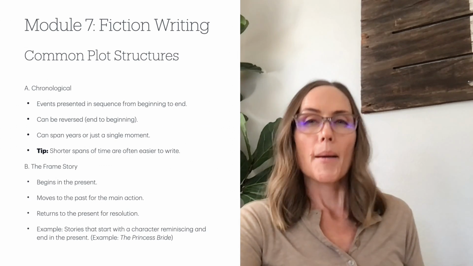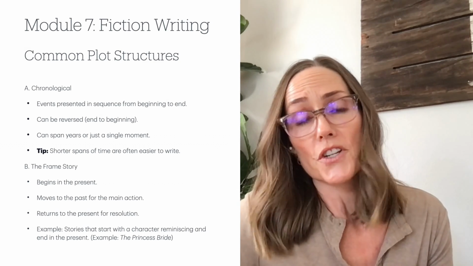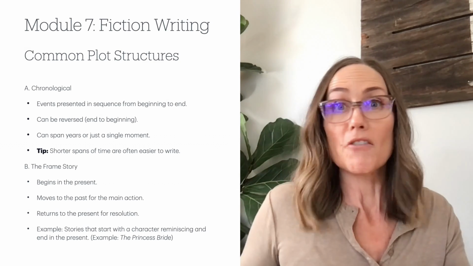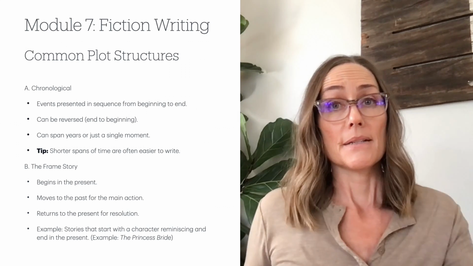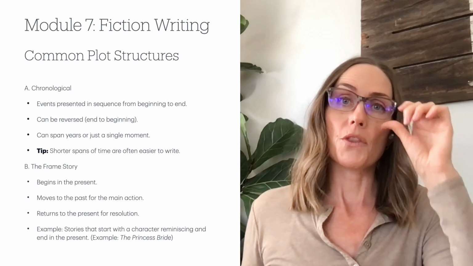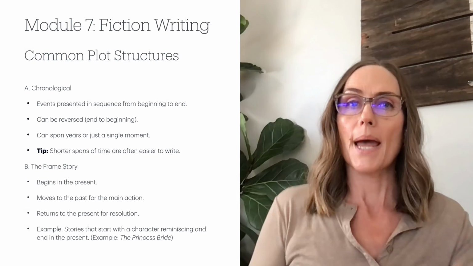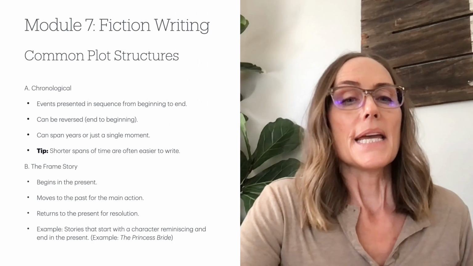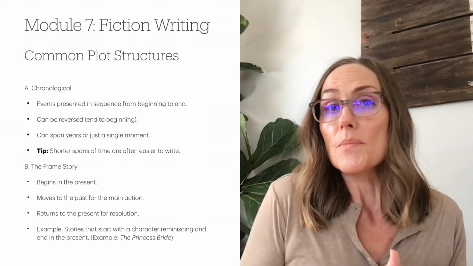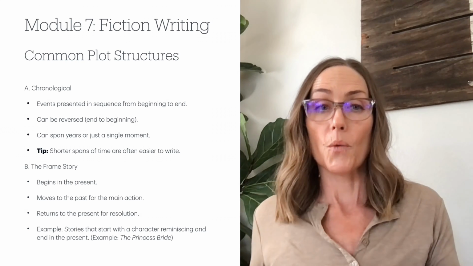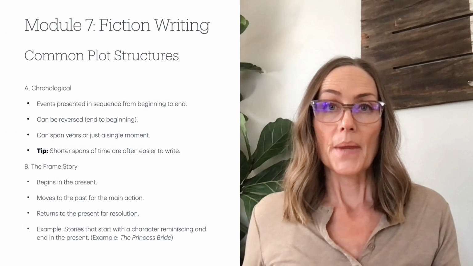Let's go over some common plot structures. Now, the first one is chronological plot structure. I have to say, of course, some stories are told from beginning to end, and they just follow the events from how it started, what happened next, all the way to the end. Events are presented in sequence from beginning to end. They can also be told chronologically, but backwards. They can be reversed, told from end to beginning.